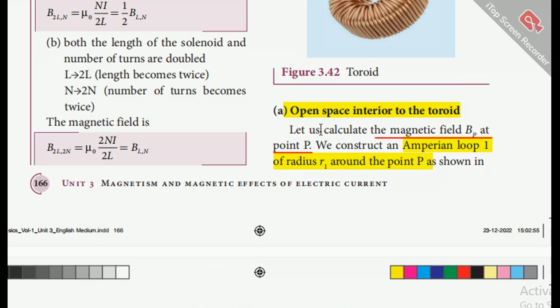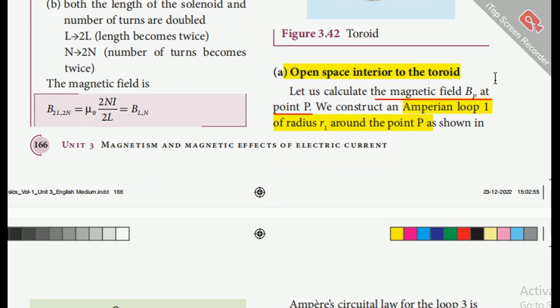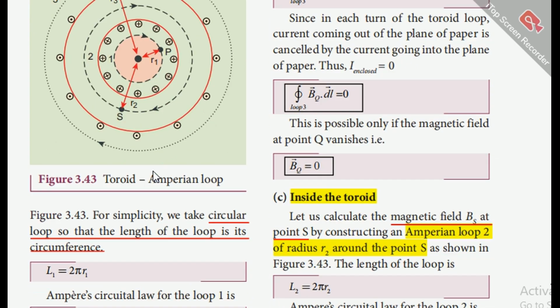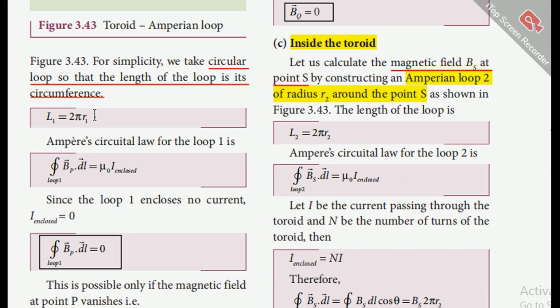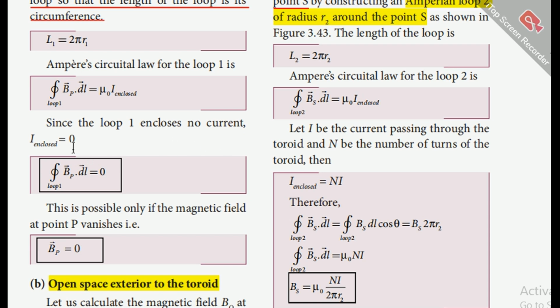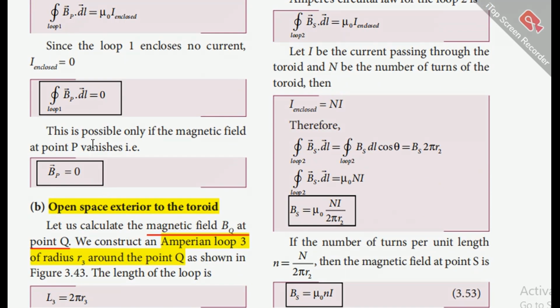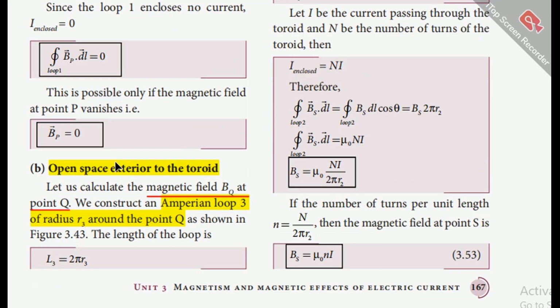Let us consider the case of the open space interior to the toroid. Let us calculate the magnetic field Bp at the point P. We construct an Amperian loop 1 of radius R1 around the point P as shown here. For simplicity, we take a circular loop so that the length of the loop is its circumference, so L1 equal to 2 pi R1. Ampere's circuital law for the first loop is given by the closed integral over loop 1 of Bp dl equal to mu naught I enclosed. And loop 1 encloses no current, so I enclosed is equal to 0. So the closed integral of Bp dot dl equal to 0. This is possible only if the magnetic field at point P vanishes, that is Bp equal to 0.